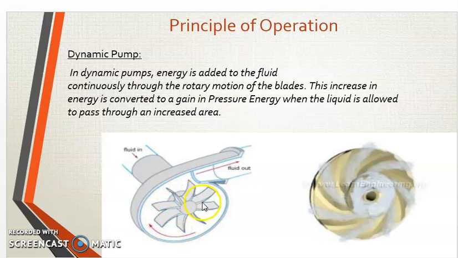Now you can see it's a rotational motion of the vane impeller. This impeller transfers the rotational energy to the fluid, and when the fluid goes out from this volute, its area gets increased. So here the velocity energy gets transferred into pressure energy. And you can see it's a semi-open impeller, one of the types of impellers.